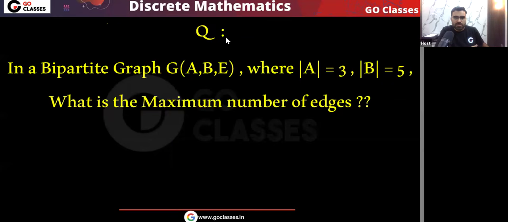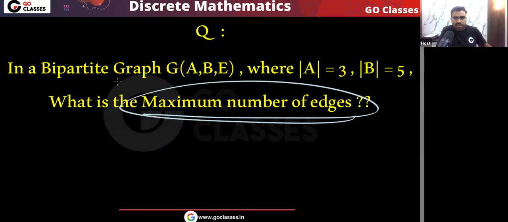Tell me the answer for this question. In a bipartite graph G(A, B, E), what does this notation mean? First of all, it simply means that the vertices are partitioned into two sets, part A and part B. Is this clear? Every edge is between these two parts, meaning every edge has one endpoint in part A and another endpoint in part B. So in a bipartite graph G(A, B, E), these are the vertices and these are the edges. These are the two parts of the vertices A and B, where part A has three vertices and part B has five vertices. What is the maximum number of edges that we can have?